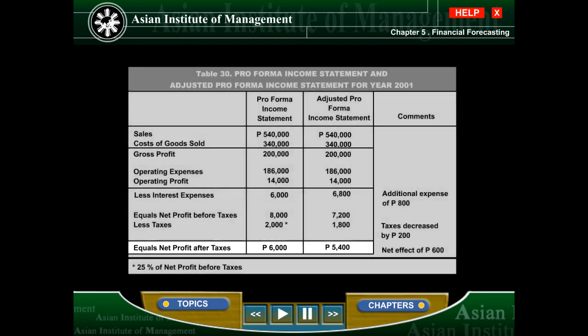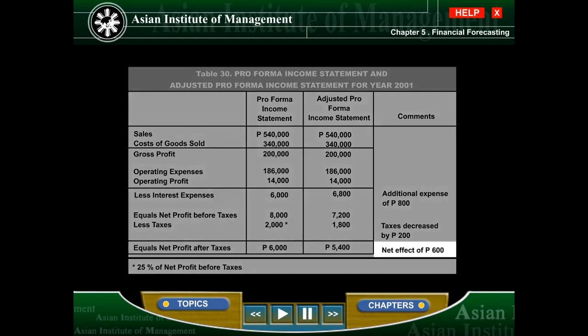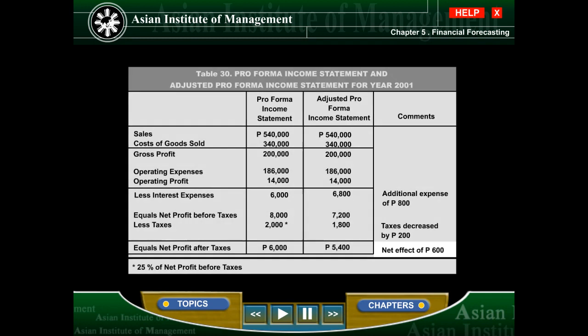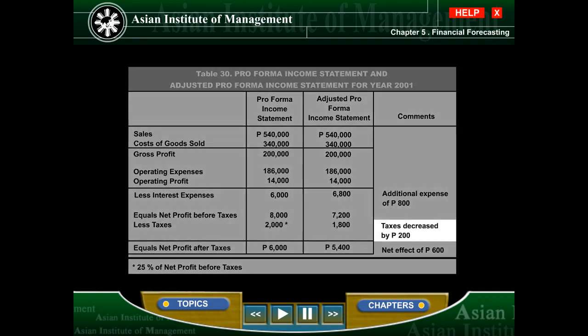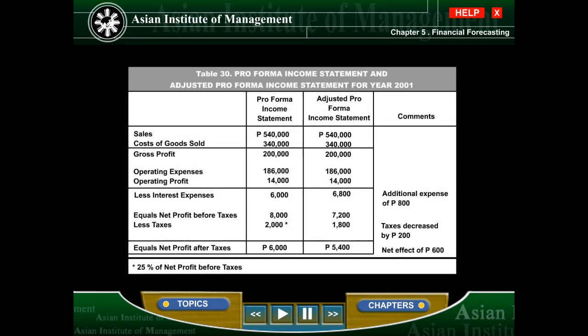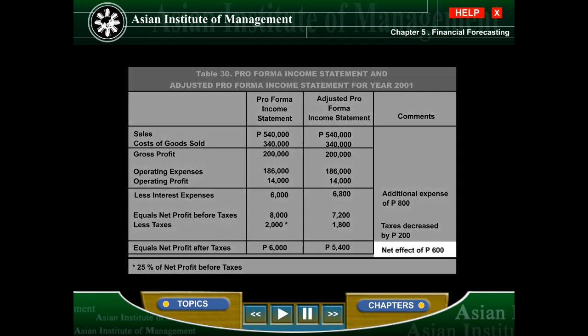If the tax rate is 25%, then the net income after taxes will go down by 600 pesos, 800 less 200, which is 25% of 800. The forecaster must, subsequently, increase the short-term loans by 800 pesos and reduce taxes payable by 200 pesos, for a combined effect of 600 pesos that will balance the reduction in retained earnings caused by the reduction in net income after taxes of 600 pesos.